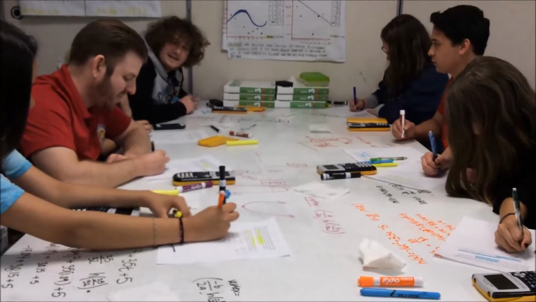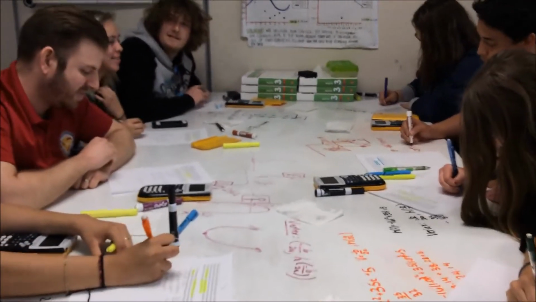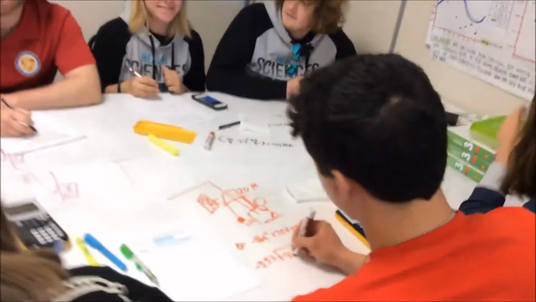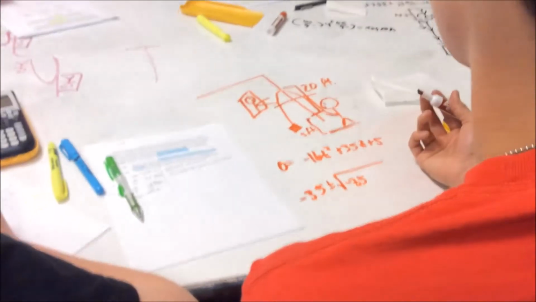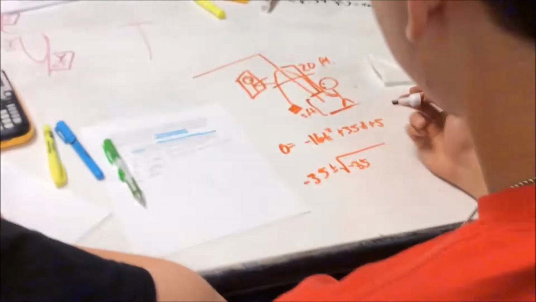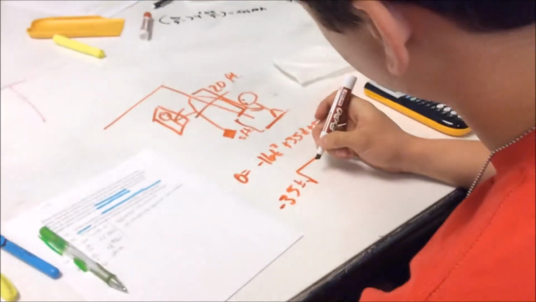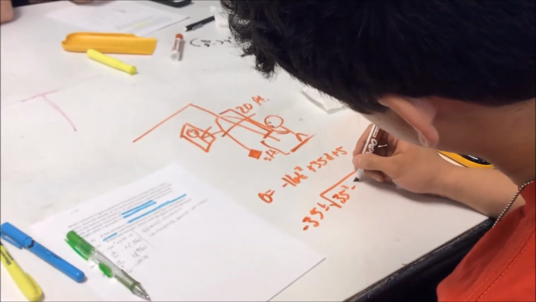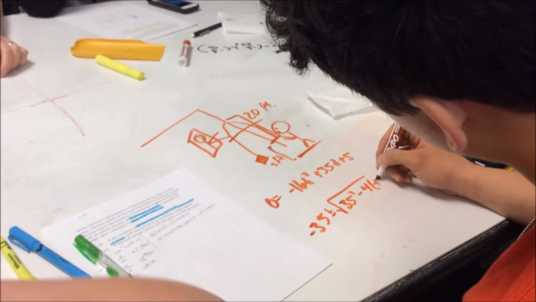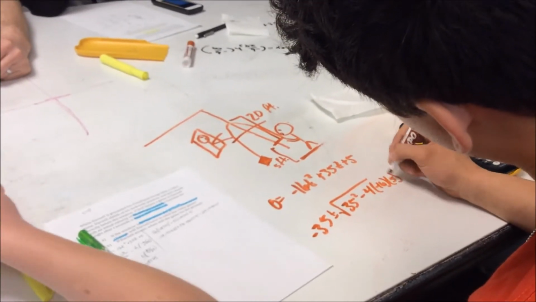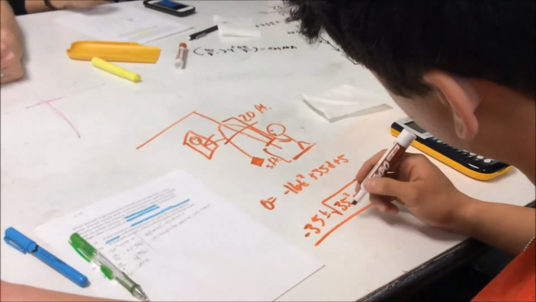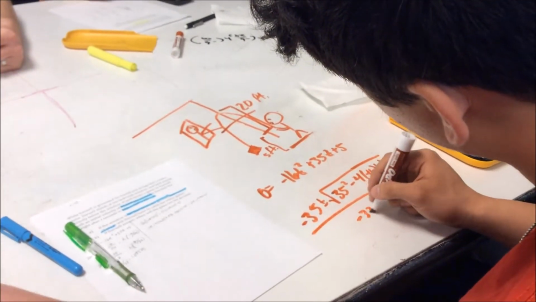Can you be a team factor? Yeah, because we already have part of it. I learned it this year, actually. The negative b plus or minus the square root of b squared minus 4ac, over 2a. I didn't learn anything else.